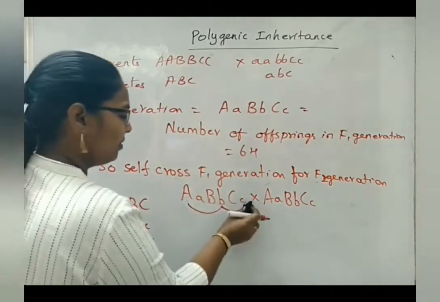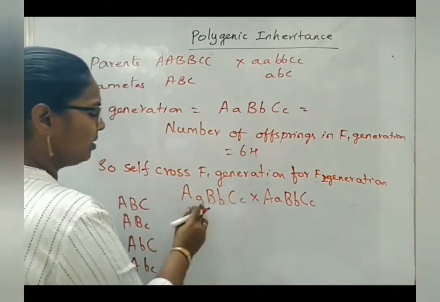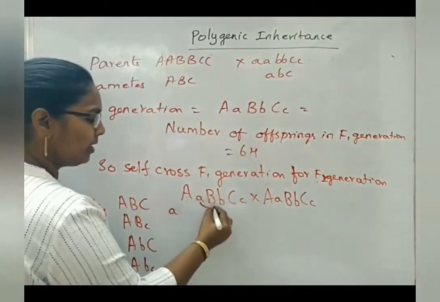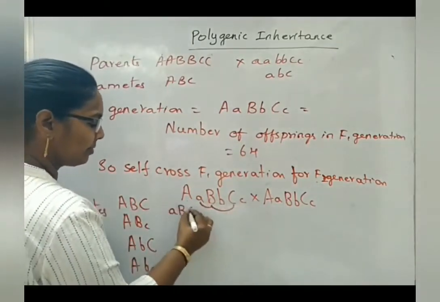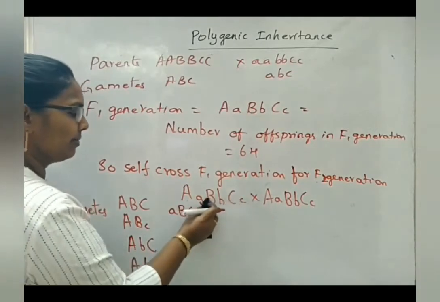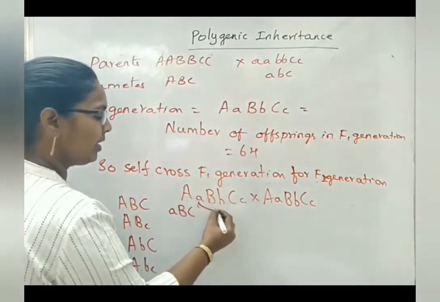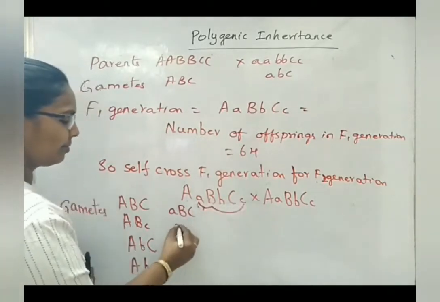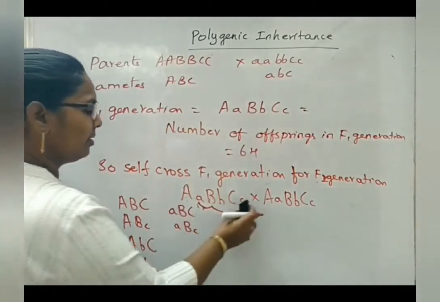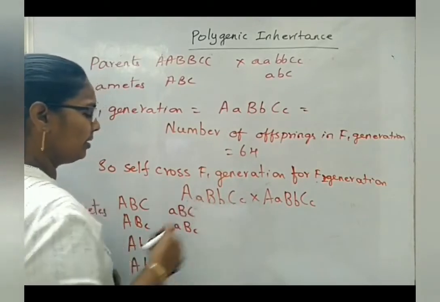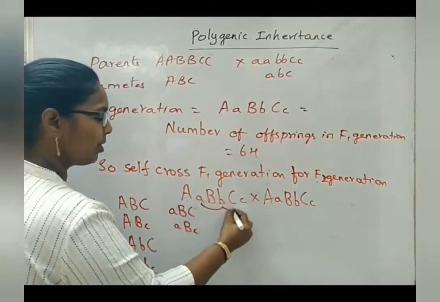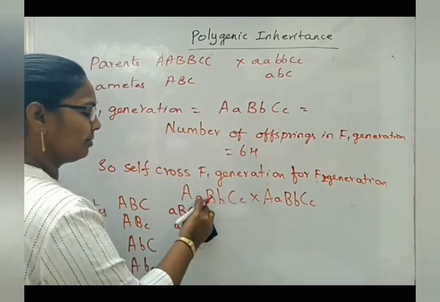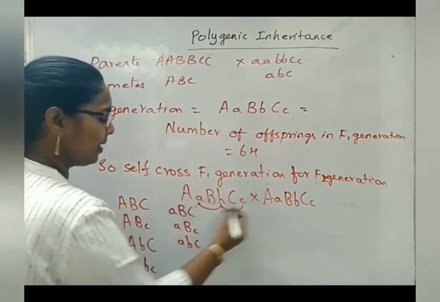In the same way, we will start with small letter or recessive one, small a. Small a, capital B, capital C. Small a, capital B, small c. Another type of combination in the gametes. Small a, small b, capital C. Small a, small b, small c.